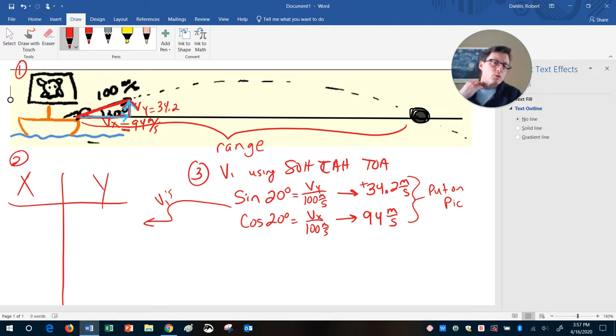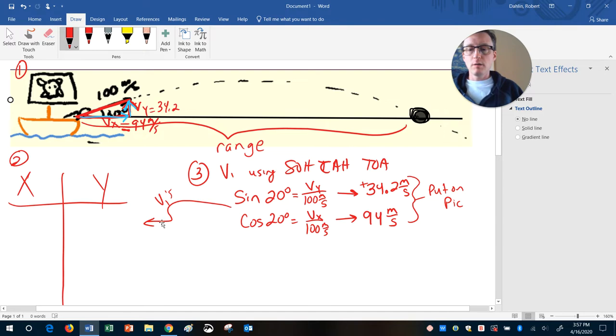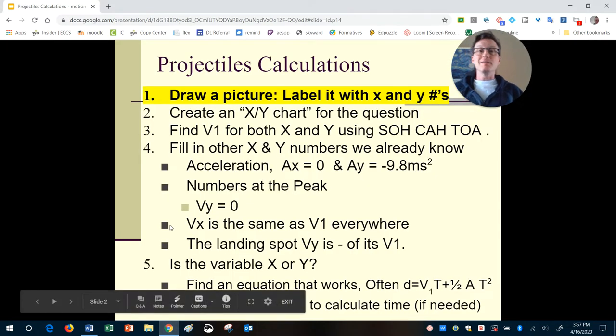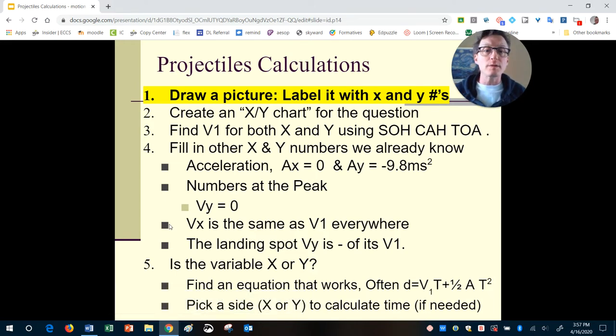Okay, so we have 94 meters per second to the right, 34.2 meters per second up. Okay, what's next? Well, go back to your notes. Step four says, now go back and I want you to be thinking about what are all the X and the Y numbers that we actually already know, even though the question doesn't tell us about them.